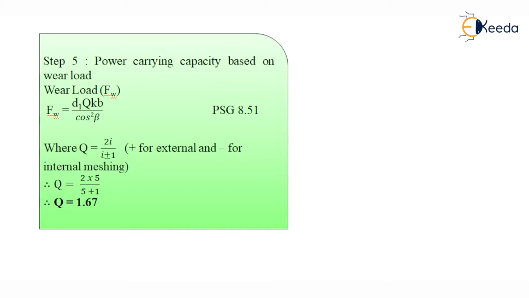Step 5, power carrying capacity based on the wear load. We know wear load Fw is expressed as D1 into Q into K into B divided by cos square beta. We are referring to PSG 8.51, where Q is given as 2I divided by (I plus or minus 1), where plus is for the external meshing and minus is for the internal meshing. So we get the value of Q as 1.67 after substituting the value of I as 5 in the above formula.